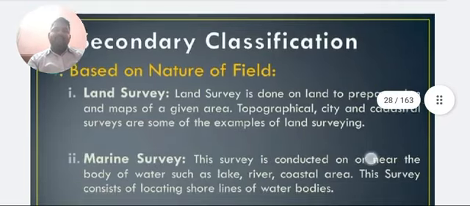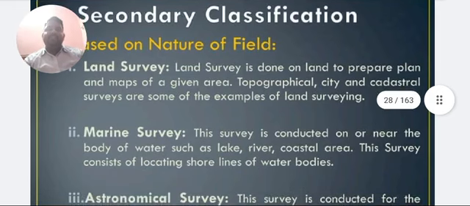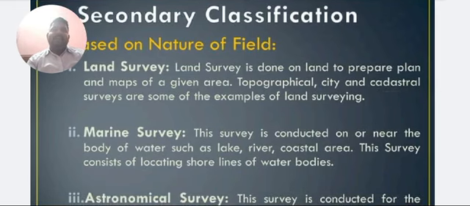Next classification, based on the nature of the field. First one is land survey. Land survey is done on land to prepare a plan and map for a given area, that is topographical, city and cadastral survey. These are some examples of land surveying.